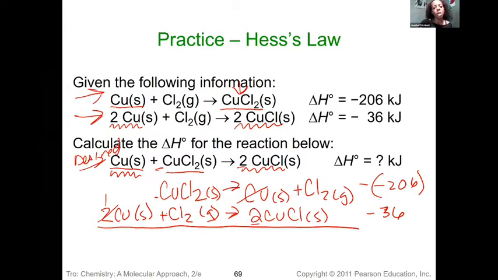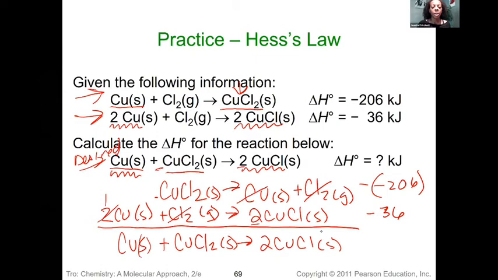And then I also see the chlorine. I can get rid of that on both sides. And so when we see that, we can then summarize and put these together. What we end up with is 1 copper plus the copper 2 chloride produces my 2 copper 1 chloride. And you can see here when we look at this that indeed it does check out, that we do have the proper equation that we desire.